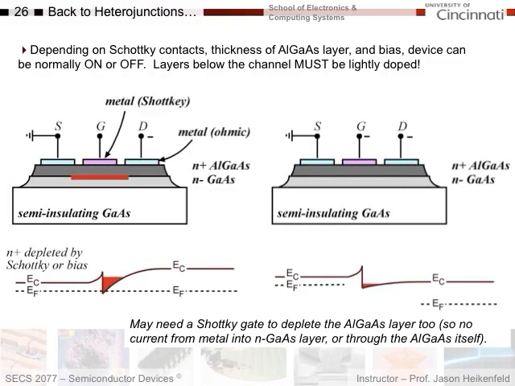So here's that same device where I've got N plus aluminum gallium arsenide. Here's my lightly doped gallium arsenide underneath it. And then I just basically put a source contact, a drain contact, and a metal Schottky contact. Now looking at this, here's my 2D electron gas. It'll be all the way across here.